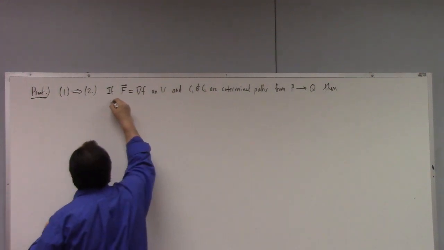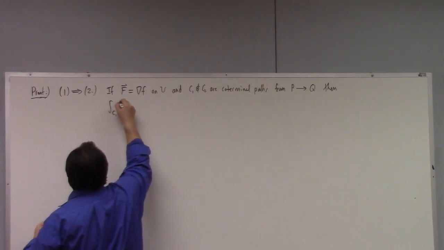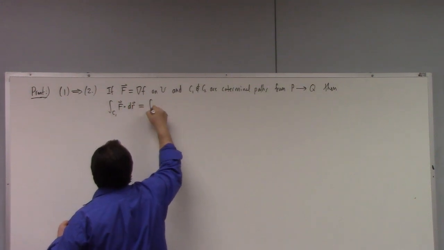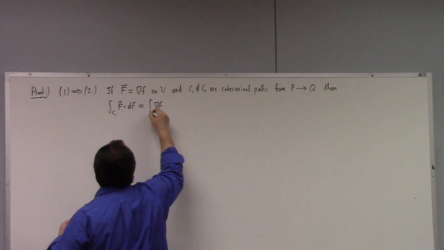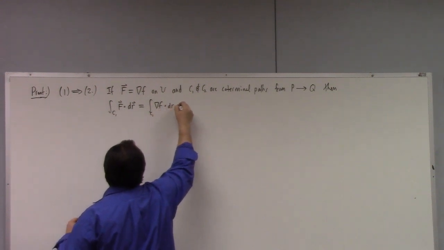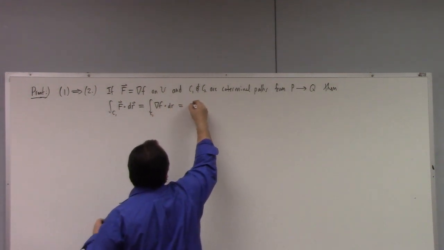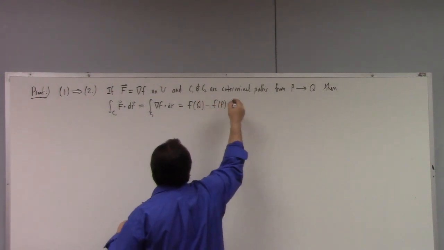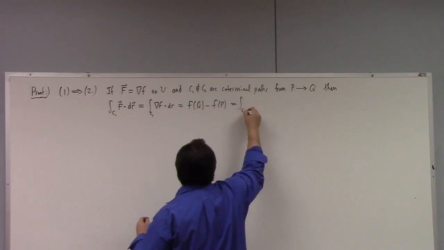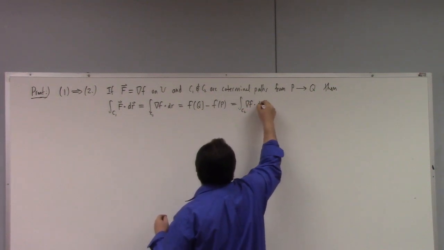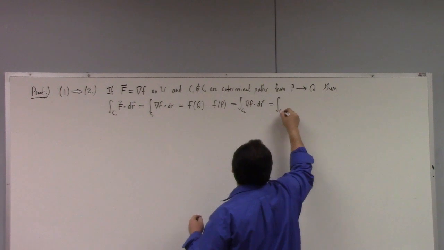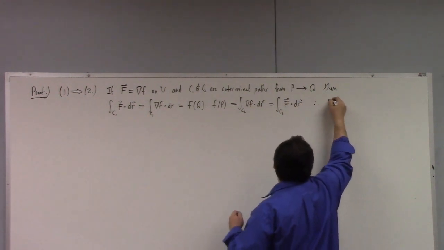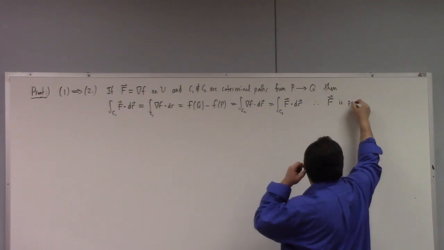The integral along C1 of F dot dr is equal to the integral of the gradient of f along C1 dot dr, which by the fundamental theorem of calculus for line integrals is f of q minus f of p, right? But that's equal to the integral along C2 of the gradient of f dot dr, which of course is equal to the integral along C2 of F dot dr. And therefore, F is path independent.